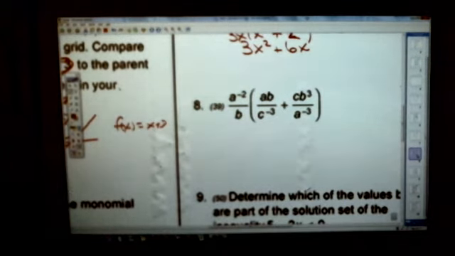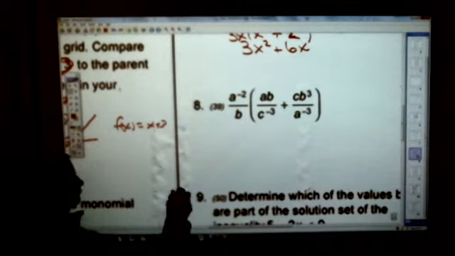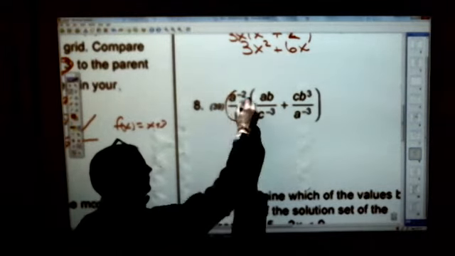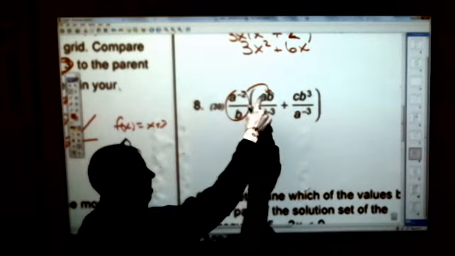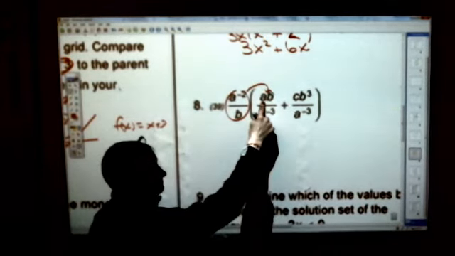Who got this one right? Anderson, what did you do? I multiplied them by a negative 2 over b for each one. No, I think you're right here. So you multiplied this times this. What do you get if you multiply an a to the negative 2 times an a?